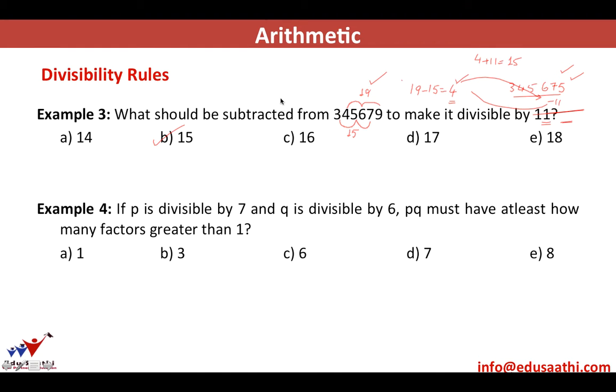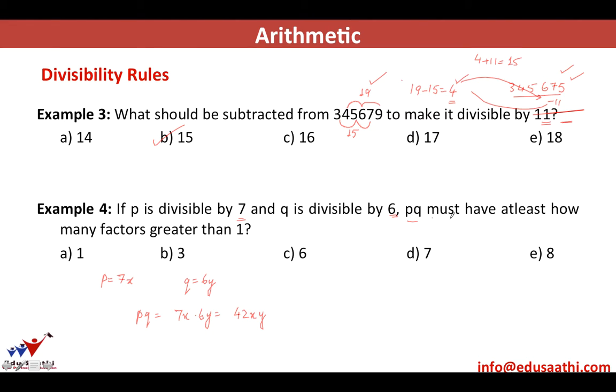Let's look at the fourth question. If P is divisible by 7 and Q is divisible by 6, so I can write P as 7x. That means it's some multiple of 7. It could be the first multiple, second multiple, nth multiple. And Q is divisible by 6. So that means Q is also a multiple of 6. Then PQ. So if I just multiply P into Q, what I'll get is 7x into 6y. So I can write it as such, or I can write 42xy.